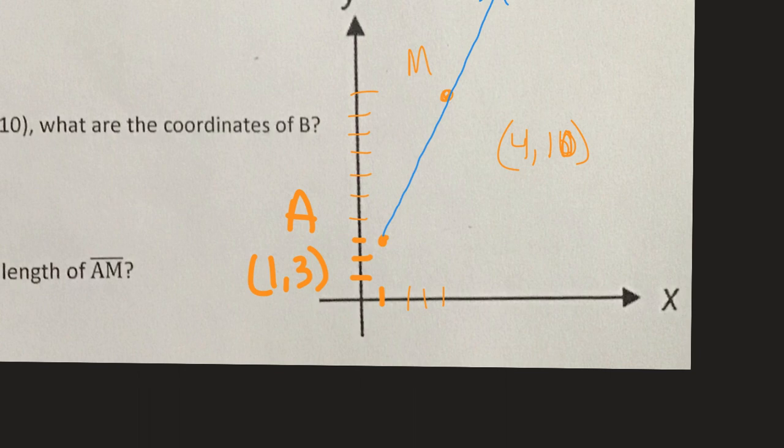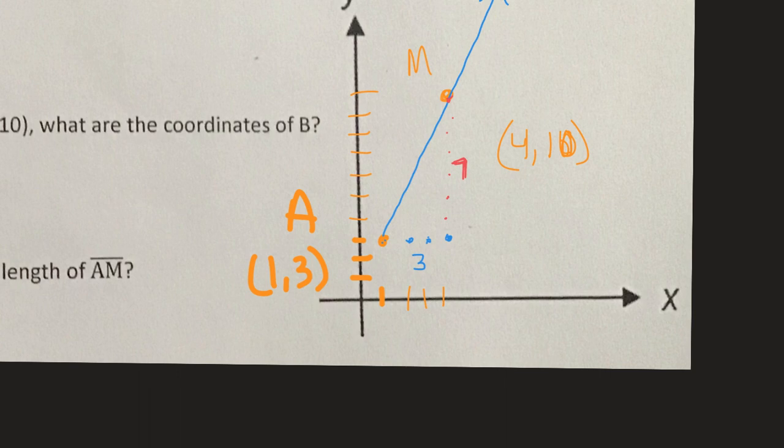So how far to the right have I gone from A to get directly below M? 1, 2, 3. I've gone 3 units to the right, because 4 minus 1 is 3. Okay, and how many units vertically have I gone? 7 units vertically. Yes, 1, 2, 3, 4, 5, 6, 7. So I have gone 3 units to the right and 7 units up to get to the middle, right?